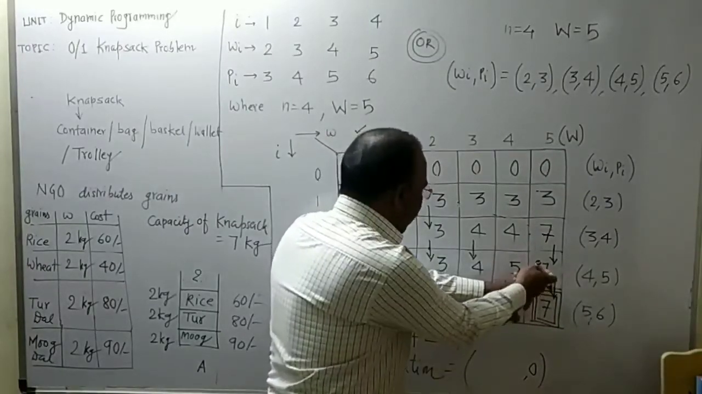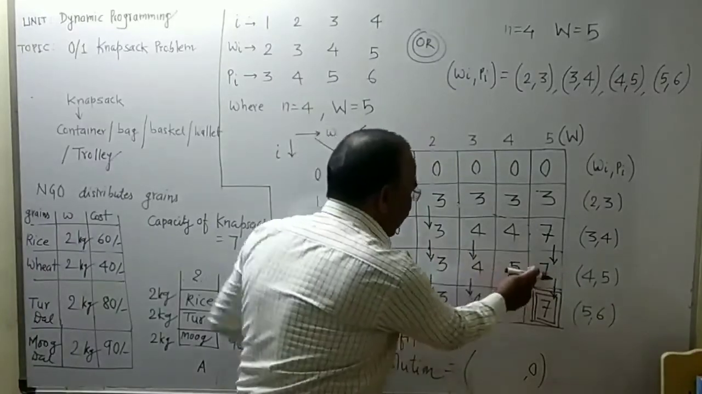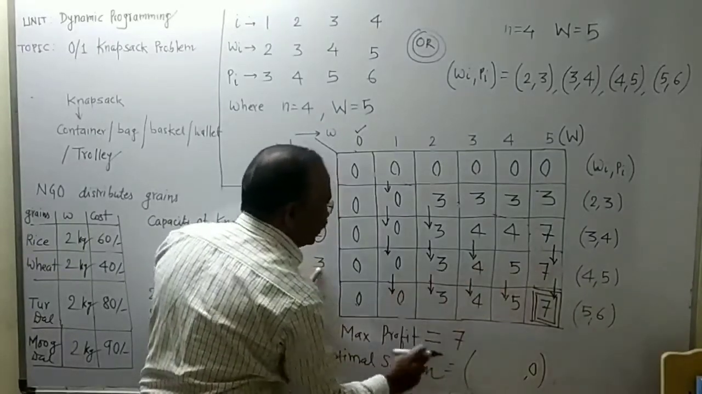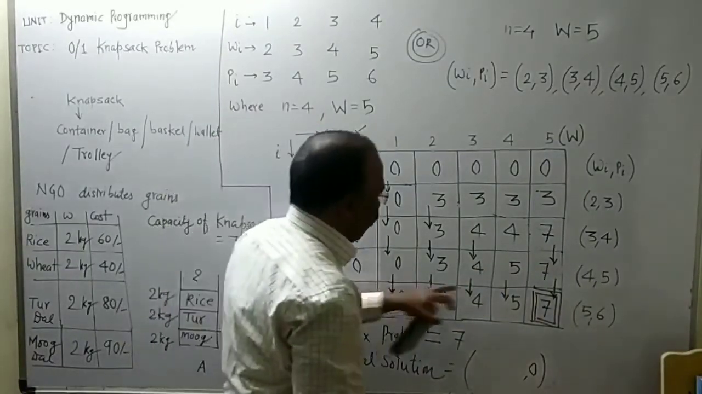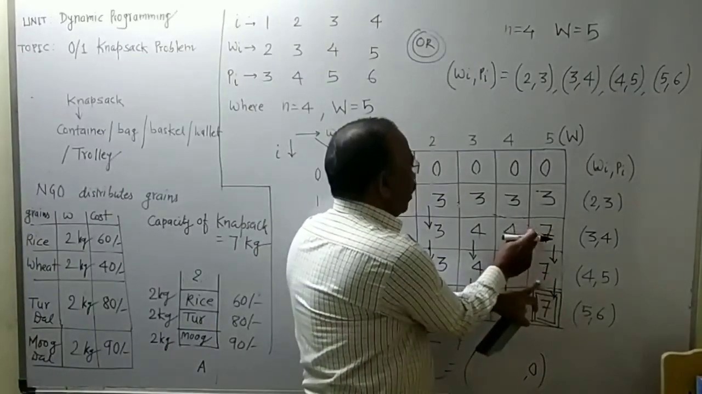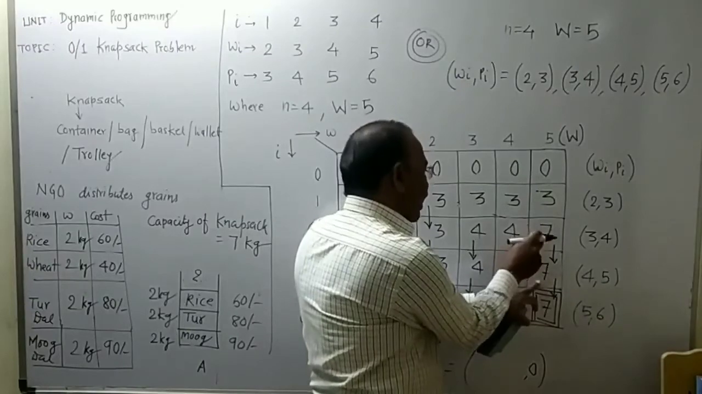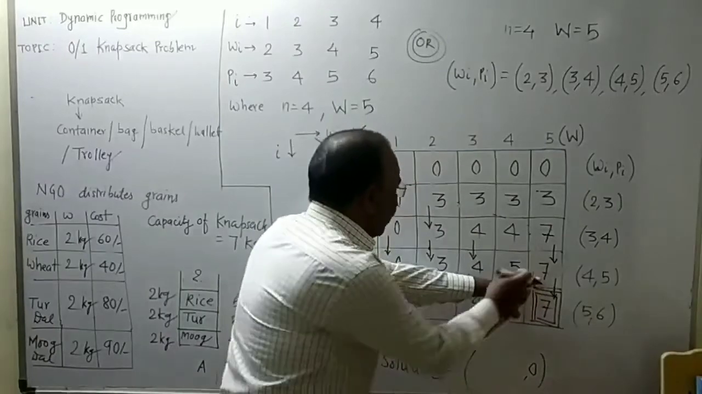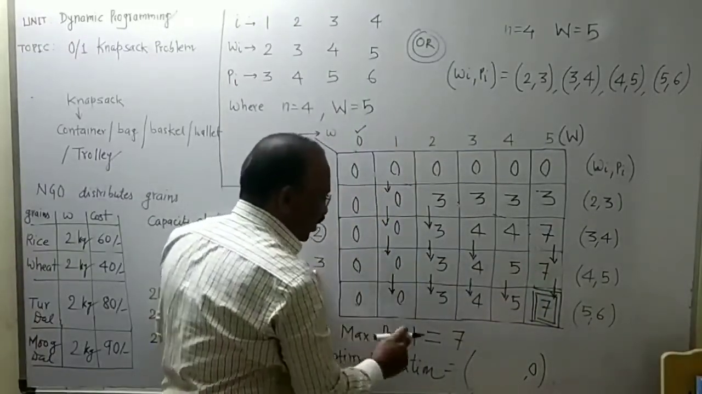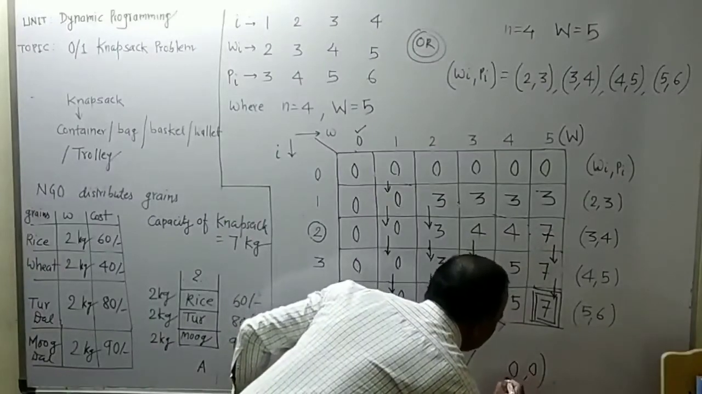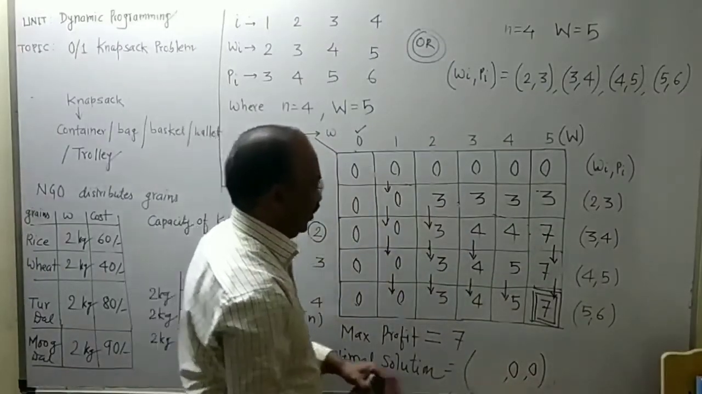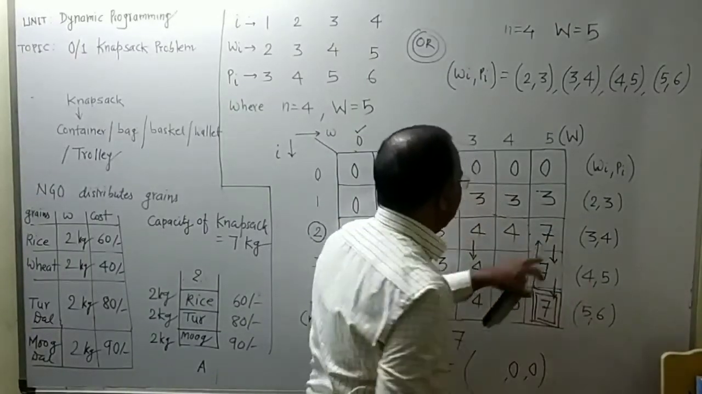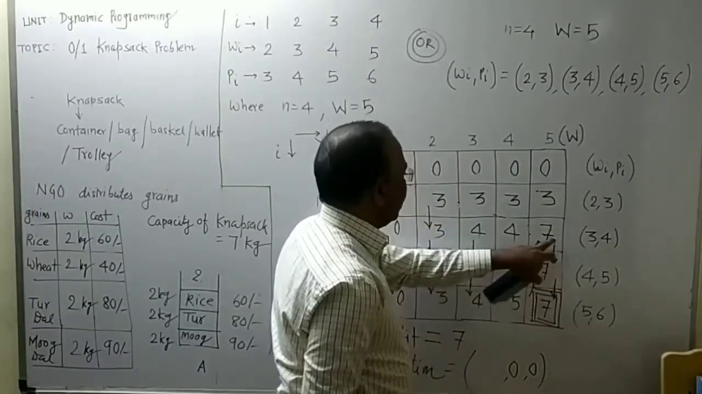Okay, now the current row is 3 and here we have to check whether 3 can be included in the optimal solution or not. For that, we have to see the upper cell value. Here again the upper cell value is the same as the current cell value. That's why we cannot include object 3 in the optimal solution. Hence put the 0 in the optimal solution. Right? Then move to the upper cell.